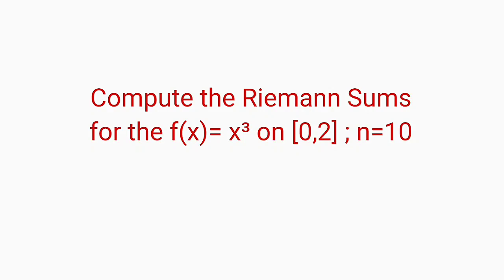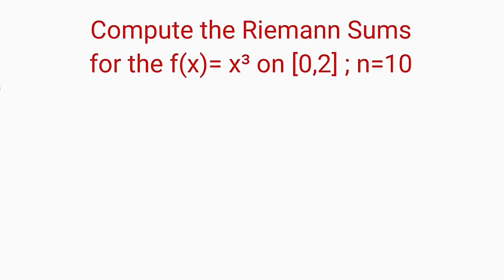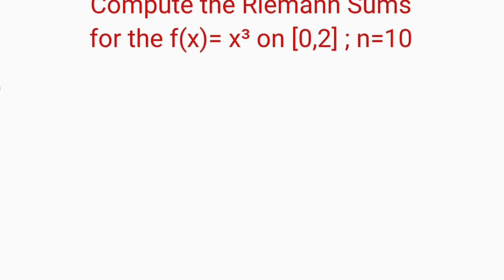Today we are going to compute the Riemann sums for the function x to the power of 3 on a given interval 0 to 2, where n is equal to 10. Remember that n is nothing but the number of rectangles. So first of all, I would like to show you how this function looks.